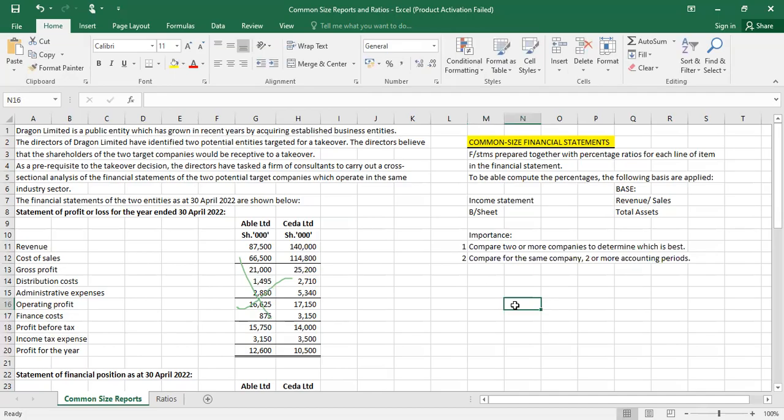You see, let's go through this illustration. Read through that illustration and see what the question wants us to do, in which case we shall illustrate these common size financial statements. So read through that information.